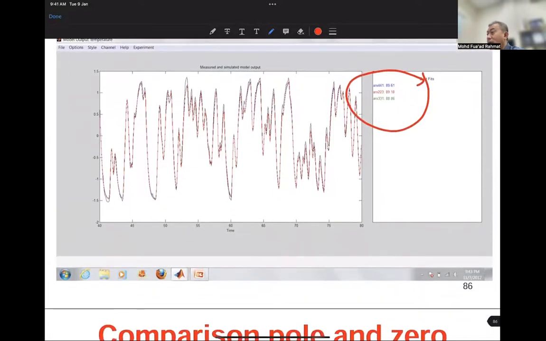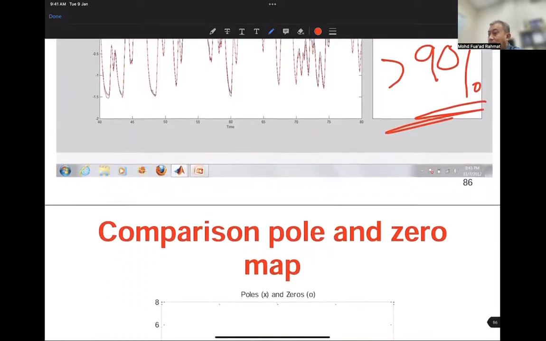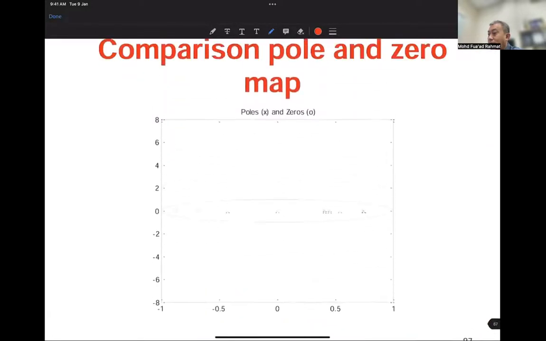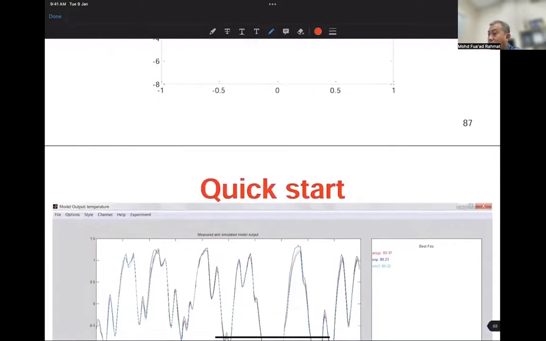It gives 89%. After the class, you can follow my YouTube and try to get above 90%. If you get above 90%, share with me in the WhatsApp. Okay, comparison of three models, poles and zero map.